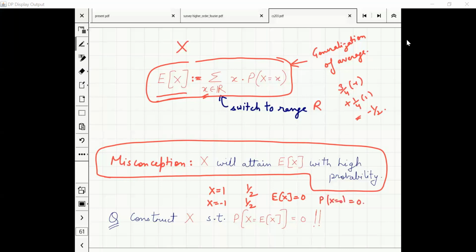So if this is not the correct concept, what is the correct idea? What does expectation indicate? What does average indicate? That might give you a hint.